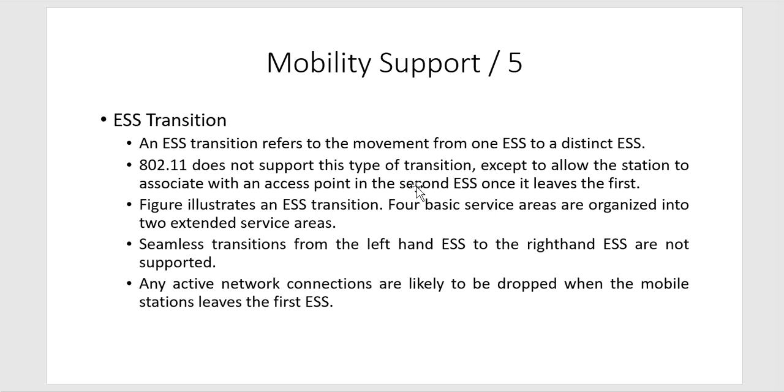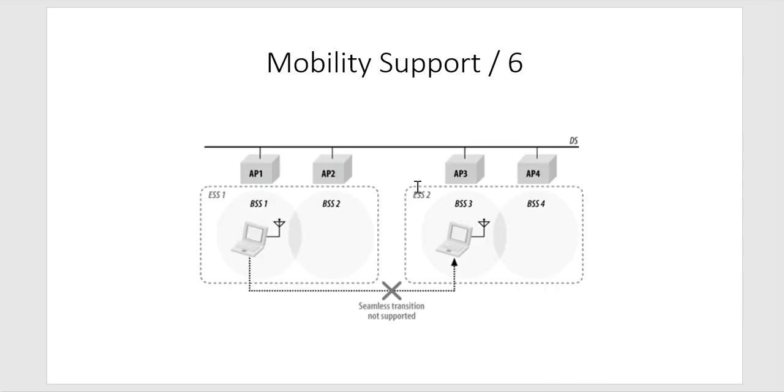ESS transition. ESS transition refers to movement from one ESS to a distinctly different ESS. As of now, 802.11 does not support this kind of ESS transition. As you can see, this is the first ESS, ESS 1, under which BSS 1 and BSS 2 come. When a station wants to move from the ESS 1 area to the ESS 2 area, it has to terminate the process and reassociate. Again, the association will happen freshly. Seamless transition is not possible here. This is not supported.